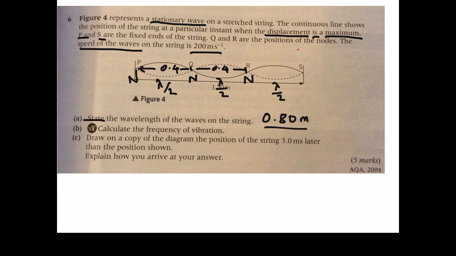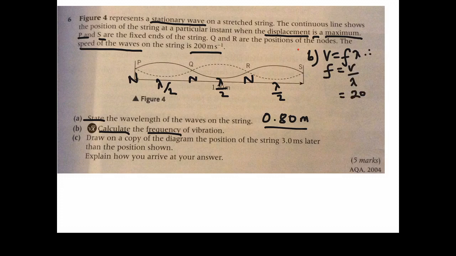Next part says calculate the frequency of vibration. Okay, calculate is the keyword, and it's the frequency. Now frequency is measured in hertz, so I will simply do part B here. We say speed is frequency times wavelength. Therefore, we know that the frequency is the speed divided by the wavelength. We have been told the speed is 200. The wavelength is 0.8. Therefore, we get a frequency of 250 hertz.